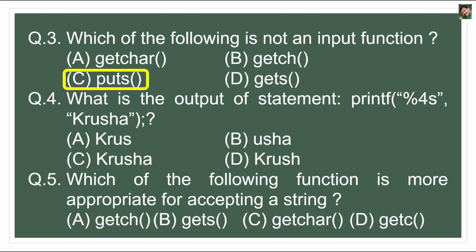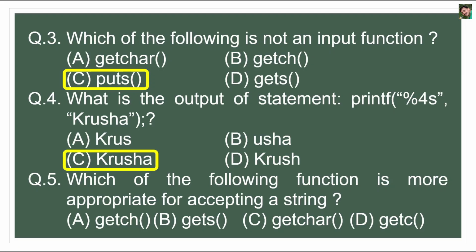Question number 4. What is the output of the statement printf %4s crucia? So we say that while printing, we want to print 4 characters of the string. But with strings, it's different. With a string, if you give a number smaller than the length of the string, C will print everything. So the correct answer is crucia. The entire word will be printed even if we say crucia with %4s.